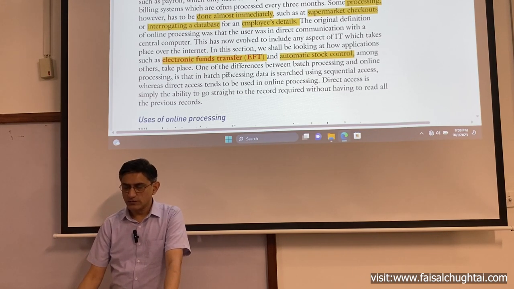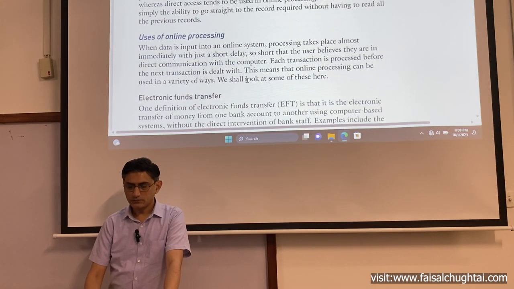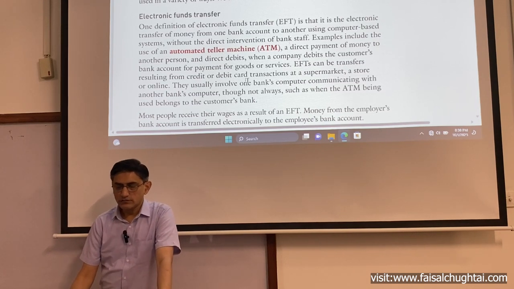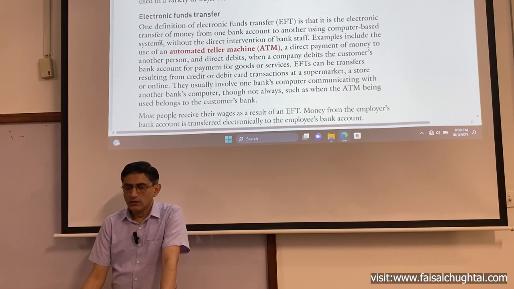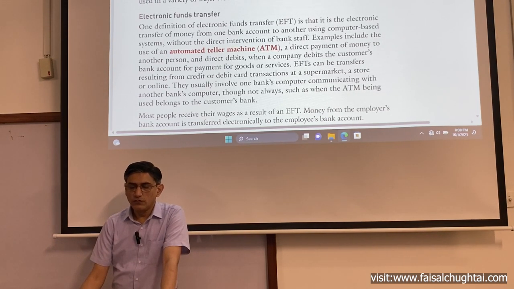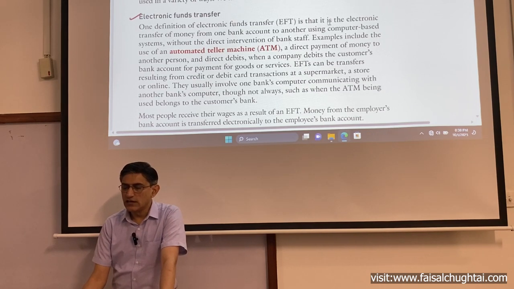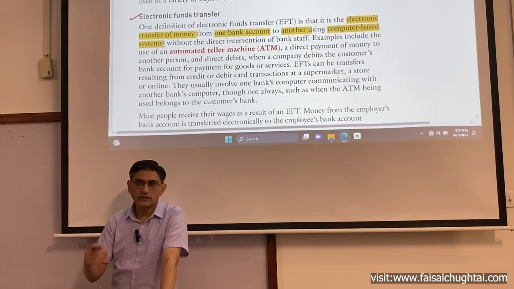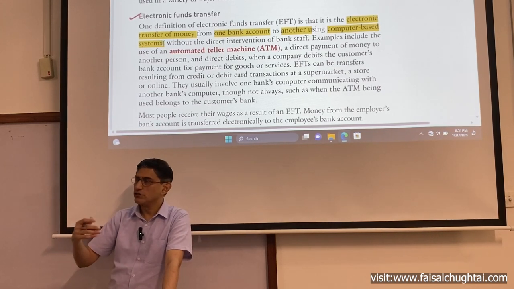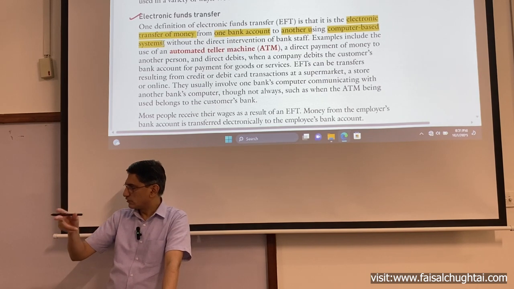We can have a look at a few more examples as well of electronic funds transfer. Although I have described briefly what is meant by electronic funds transfer, in terms of the definition, one definition of electronic funds transfer or EFT is that it is the electronic transfer of money from one bank account to another using computer-based systems. It is the direct transfer of funds from one bank account to the other using computer networks, or using two computers between which the transaction can take place.